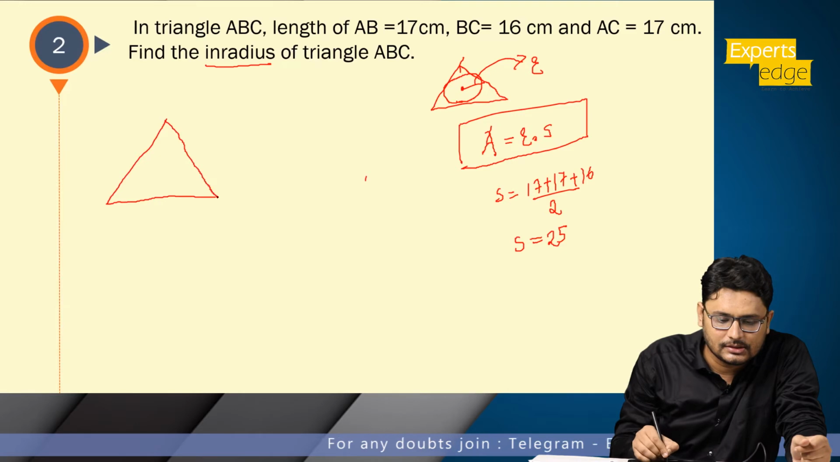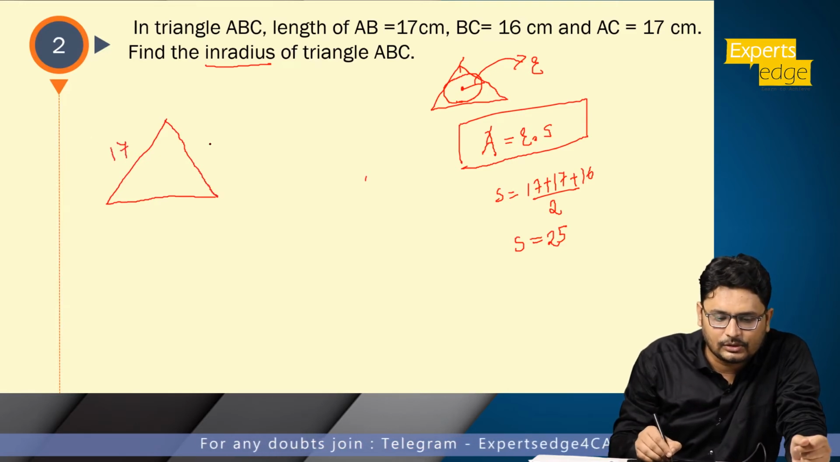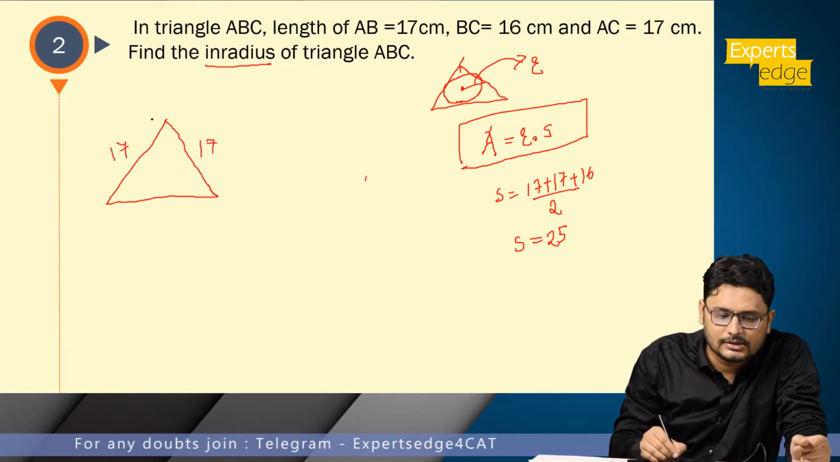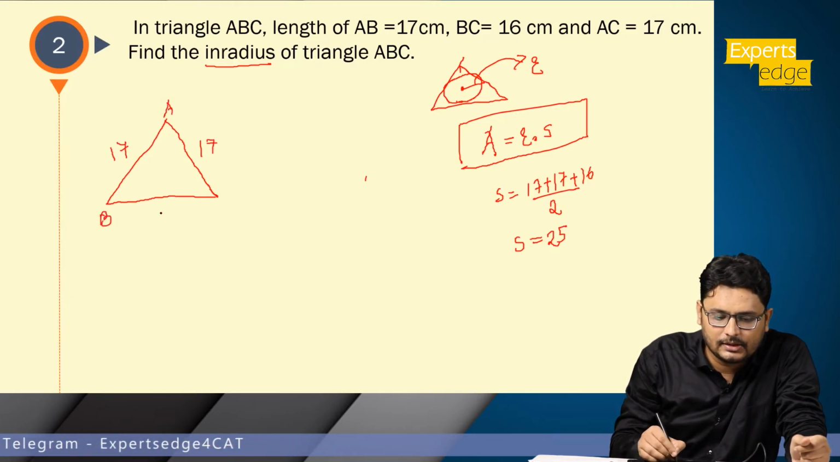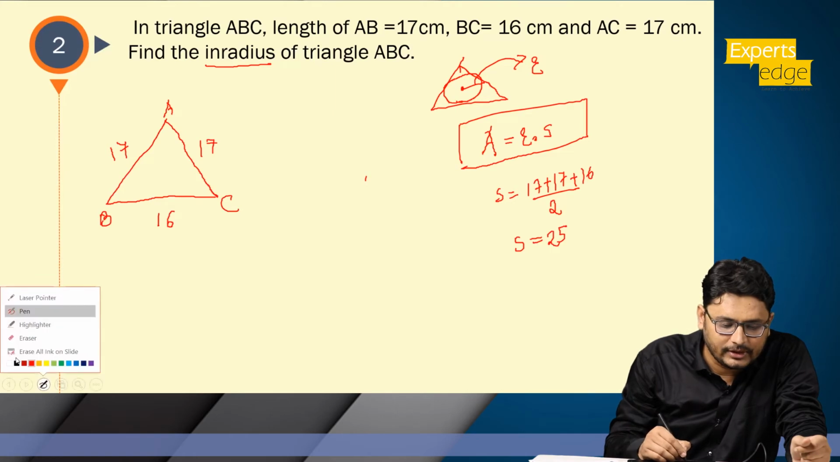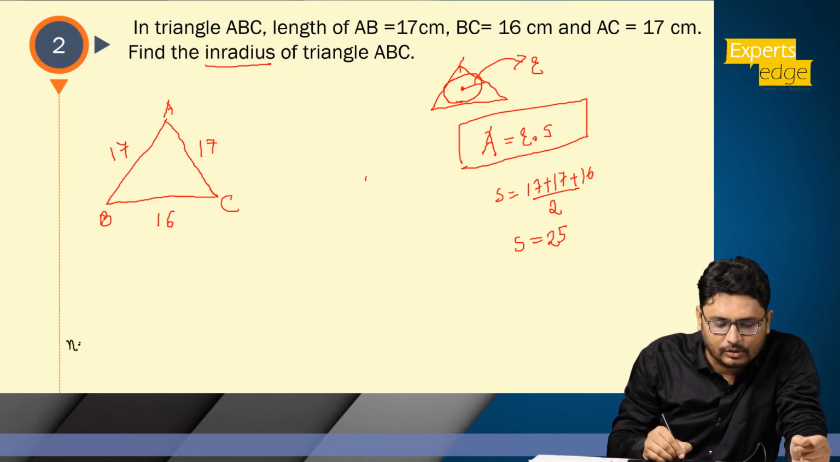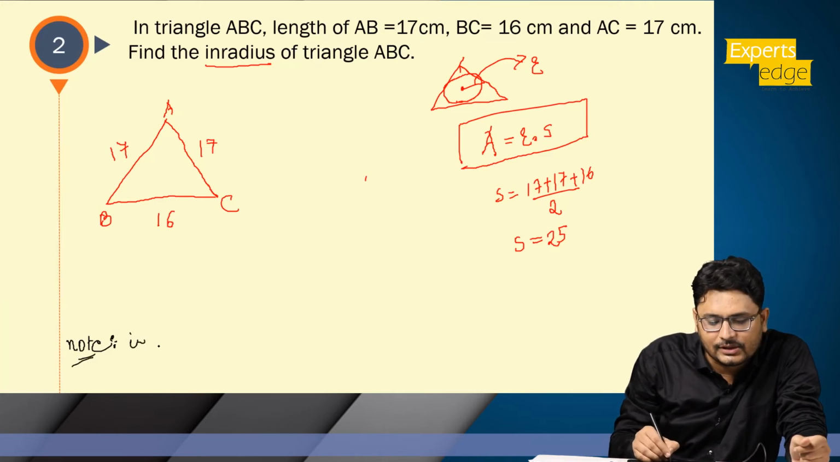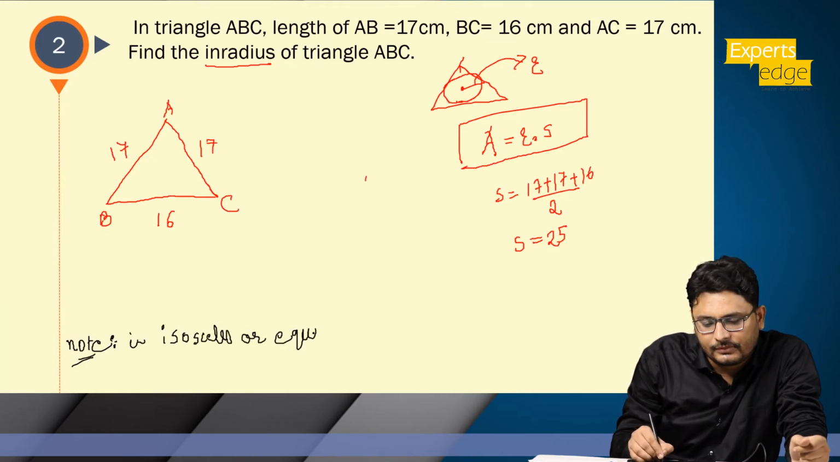This is given as 17. This is also 17. This is A, B, C, right? And this is 16. Now a very important point here, okay? I'm just making a note of it. Please remember this point. Very important note that in an isosceles triangle or equilateral triangle, it will work in both the questions, in both triangles.